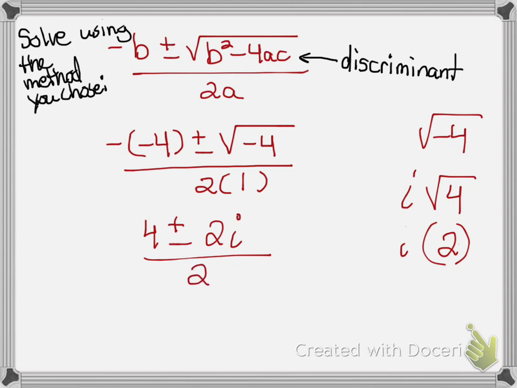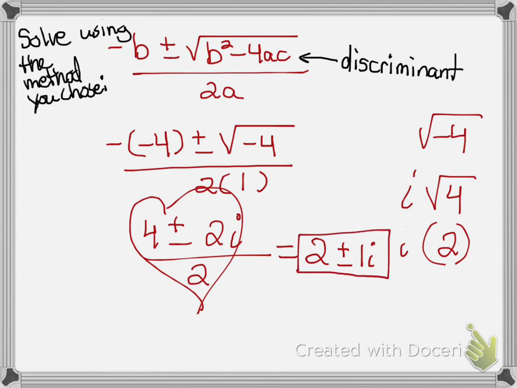Now I can apply the 3 parts of my heart. What number divides into all 3 of them? 2. So when I do 4 divided by 2, it equals 2. When I do 2 divided by 2, it equals 1. And of course, 2 divided by 2 equals 1. And so it'll be 2 plus or minus 1i.